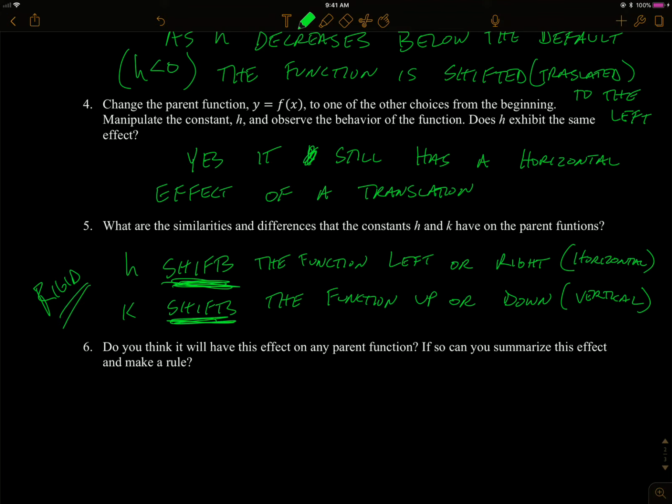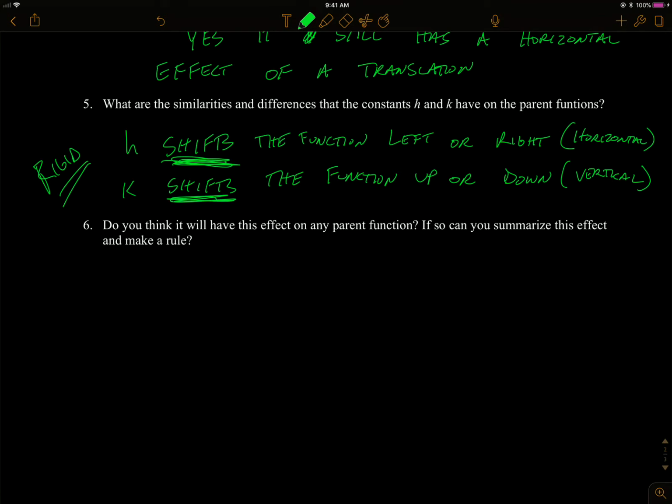So these are rigid transformations. Remember, rigid means the shape is staying the same and the size is staying the same. You're just moving the thing around. And a translation is pretty simple. You just move it left or right, and up or down. So I can apply both of those. I can move my function right and then up, or shift right and then down. So it does have that effect on any parent function.